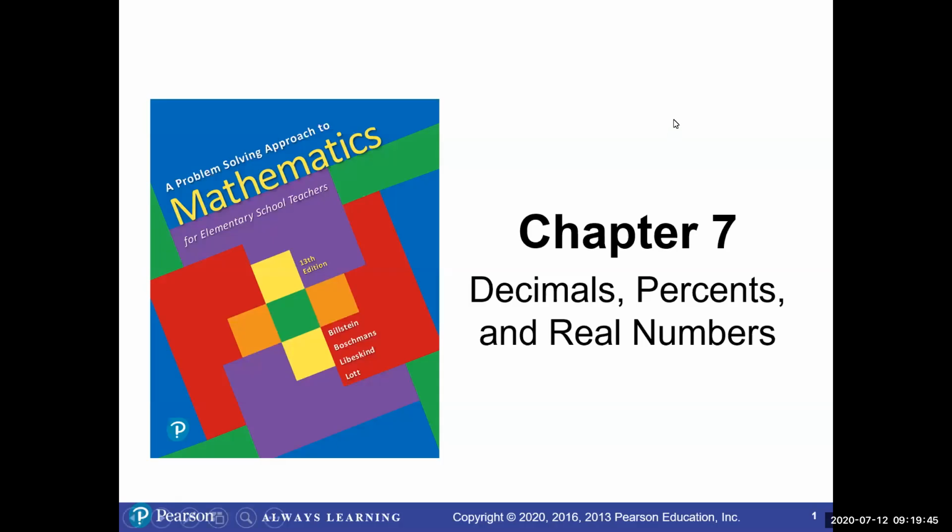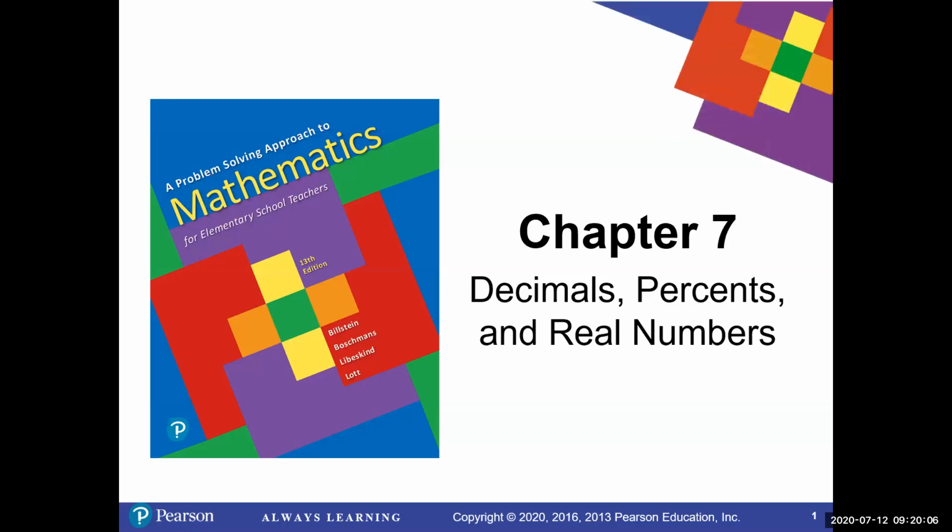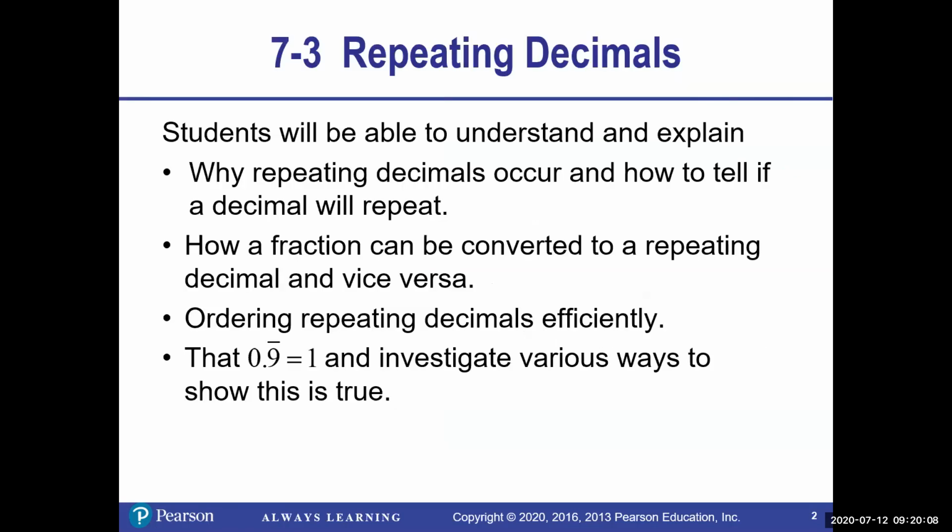All right, hello everybody. So in 7.2, we looked at operations of decimals, basically, right? We looked at scientific notation, and we looked at rounding, and addition and subtraction, and the various mental math computation processes, right? Now, for 7.3, we are going to be looking at repeating decimals, basically.